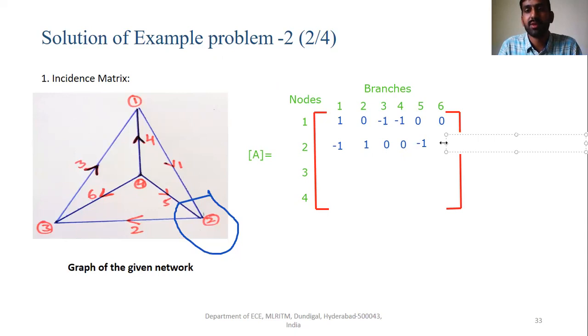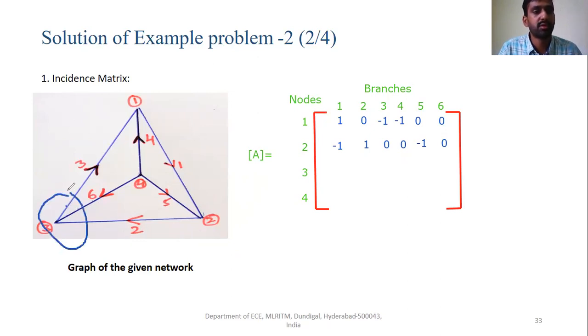And in a similar manner, what about branch number 6? It is also not incident. So, the element is going to be 0. So, let us come to the other one, let us check with the node number 3. So, this is the node number 3.